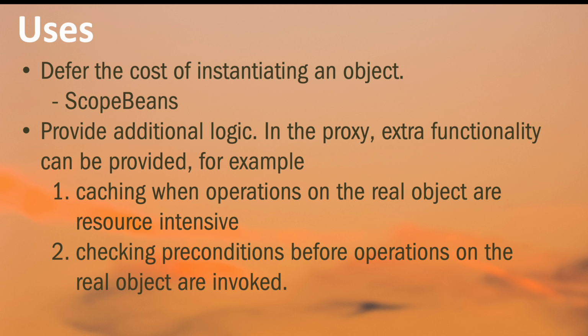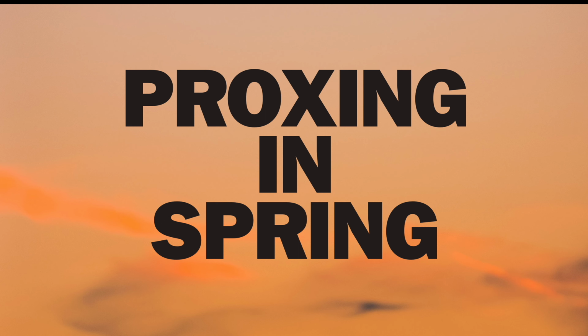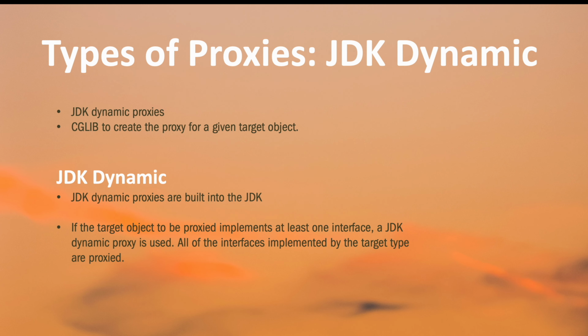Then let's say you have some preconditions, some checks that need to pass. You have some validations to do before executing a particular piece of code. A proxy can actually help you to achieve that. So, proxying in Spring. There are two types of proxies in Spring. We have a JDK dynamic proxy, then we have a CGLIB proxy. So let's start with the JDK dynamic proxy.